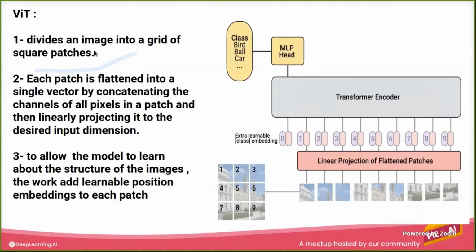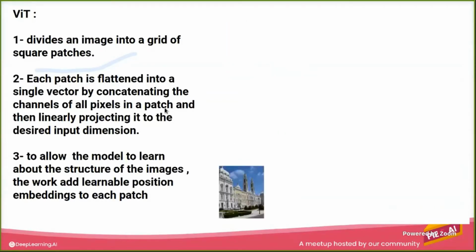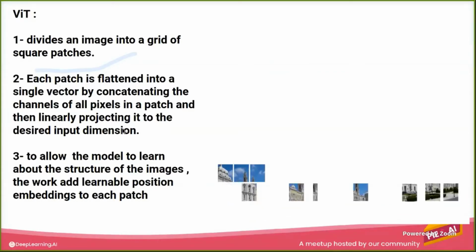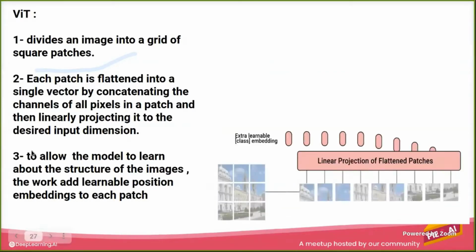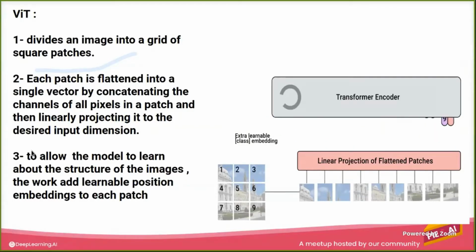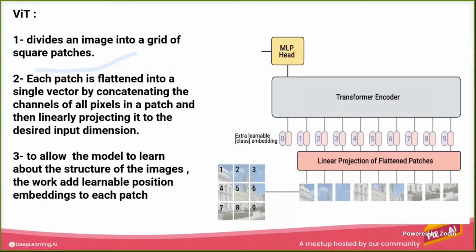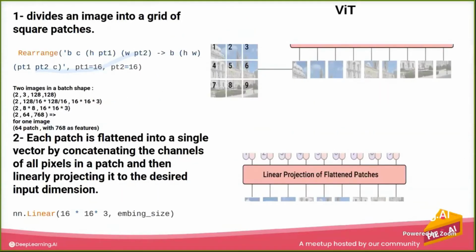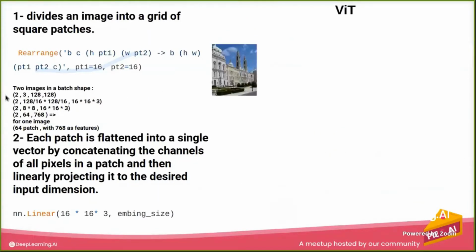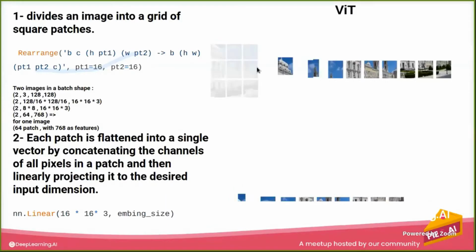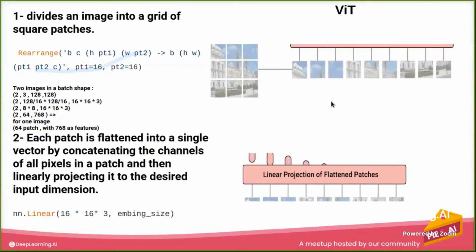So this is simply the word embedding, and this is the positional encoding, and this is the transformer. So these are the three steps: dividing the image into a grid of square patches. Then each patch is flattened into a single vector, and then we allow the model to learn the structure by adding this learnable term. Let's see. So firstly, dividing the image. Just a reshaping.